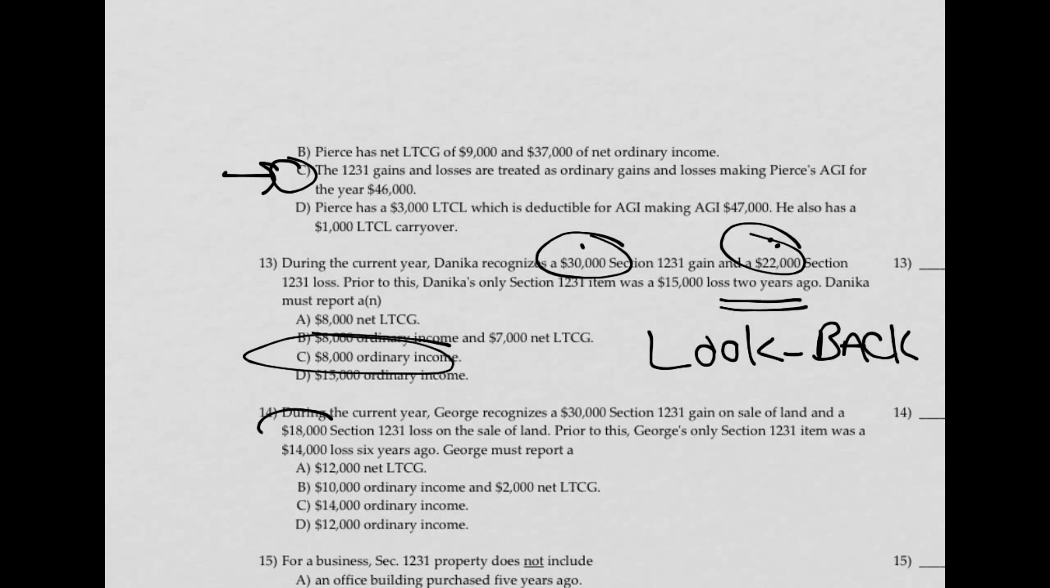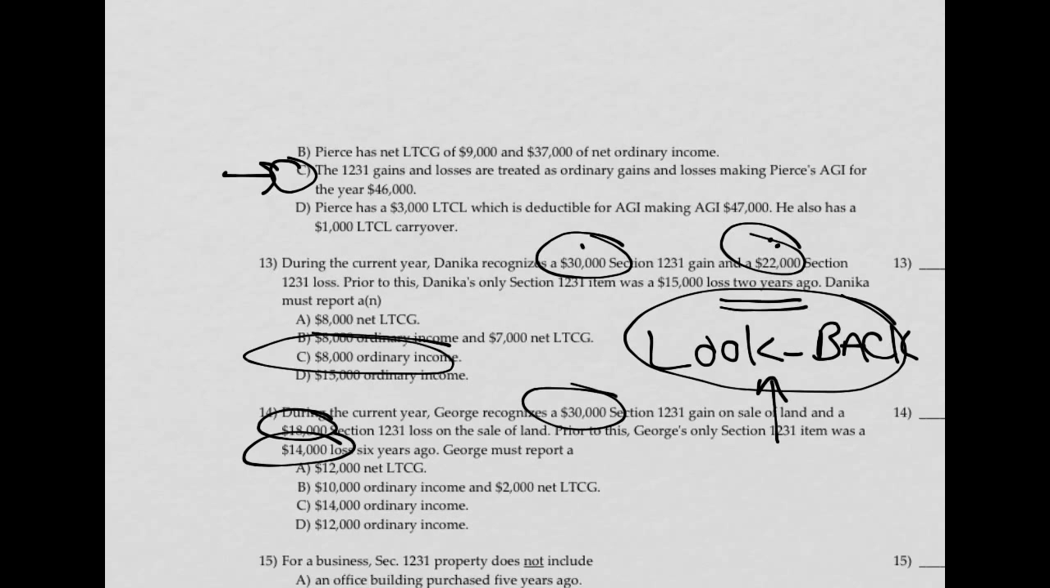Question 14. During the current year, George recognizes a $30,000 section 1231 gain and an $18,000 section 1231 loss, here and here. Now what happens? Again, net the two together, you have a $12,000 section 1231 gain. Whenever you have a section 1231 gain, you have to have that knee-jerk reaction and say, do we have a look back? Indeed, we have a $14,000 loss, but it was six years ago.